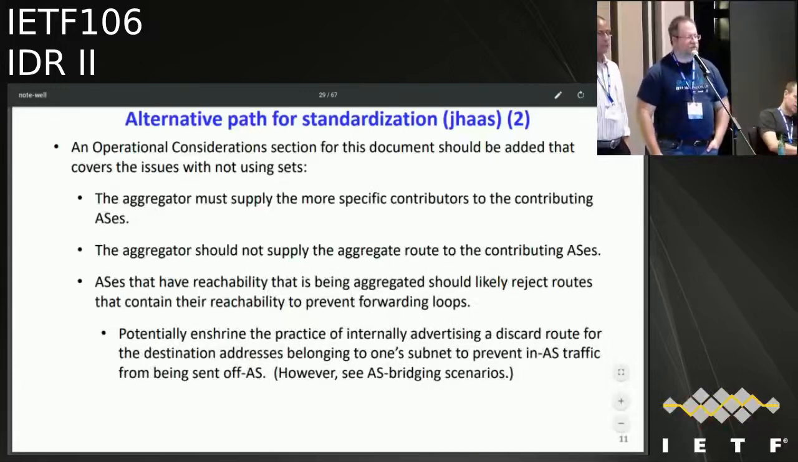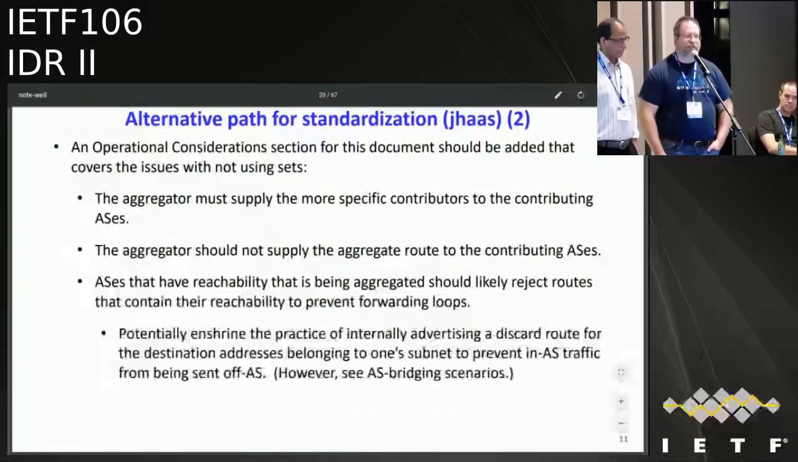Aggregators, the entity actually doing the aggregation, need to supply the more specifics to the contributing ASs. That's the behavior that was expected when you're doing proxy aggregation. It's not documented anywhere. The entity doing the aggregation should not send the aggregate downstream to the contributing ASs. And the ASs that are getting aggregated probably should be rejecting routes that contain their own address space, and making sure that we have some sort of policy knob capable of doing that is a tricky thing.